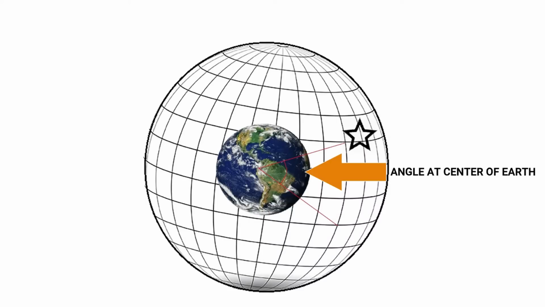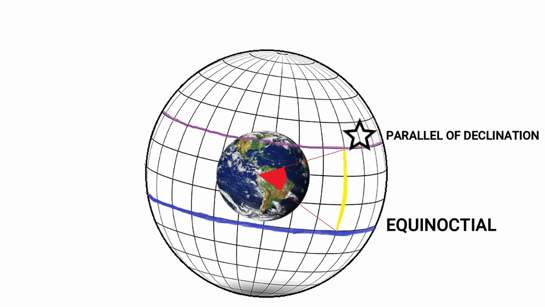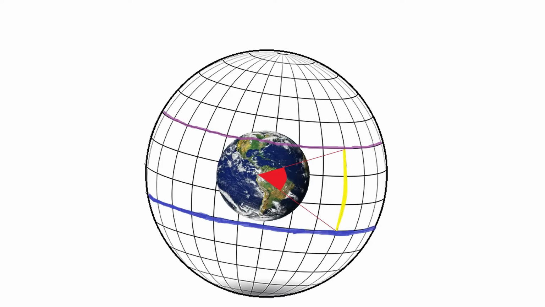Declination of a heavenly body. It is the angle at the center of Earth, or arc of the celestial meridian, contained between the equinoctial and the parallel of declination passing through the heavenly body. It is named north or south of the equinoctial.